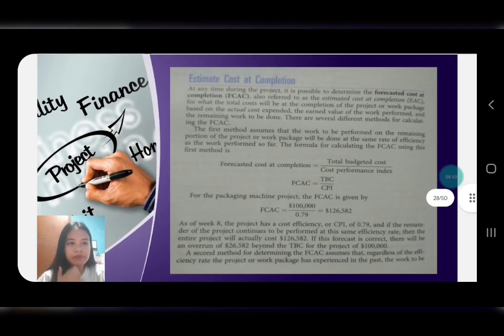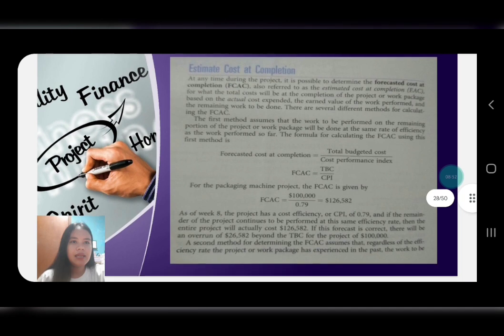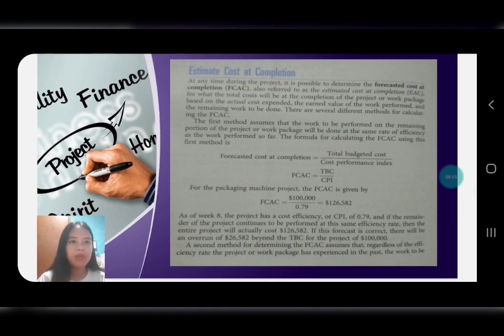So let's look at this estimate cost at completion. At any time during the project, it is possible to determine the forecasted cost at completion, also referred to as estimated cost at completion. So our FCAC is also called the EAC. It is what the total cost will be at the completion of the project or work package based on the actual cost expended, the earned value of the work performed, and the remaining work to be done.